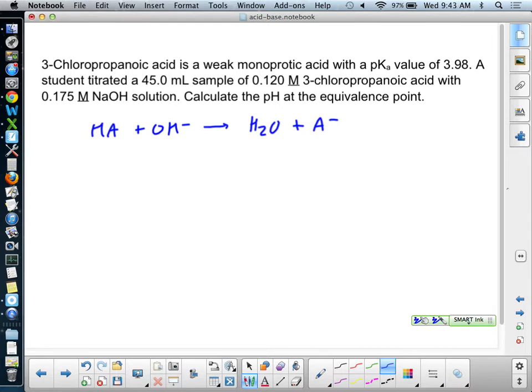What's the definition of the equivalence point? It's where the complete neutralization is. It's also the stoichiometric point, when the number of moles of both substances is equivalent. Very good. So why don't we begin by calculating the moles of acid that we're starting with.